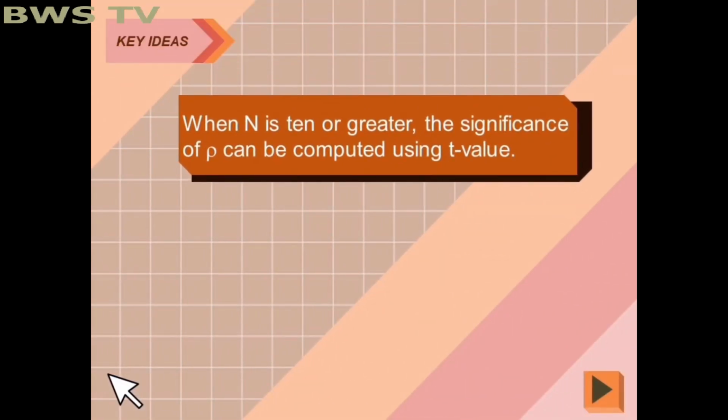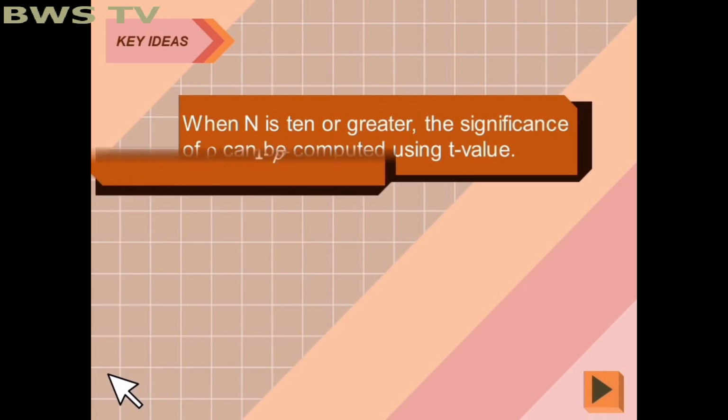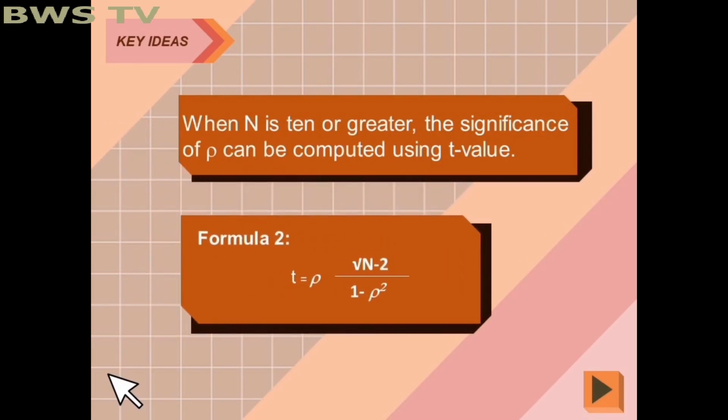When our n, our number of pairs, is 10 or greater, the significance of Rho can be computed using the t-value. We can use this formula: t-value is equal to Rho times the square root of n minus 2 over 1 minus Rho squared.